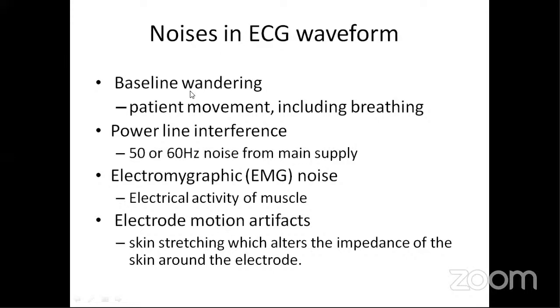So what is baseline wandering? The patient movement, including breathing, may cause baseline wandering. You will see what baseline wandering is in the graph; we will see the graphical representation in the next slide. Okay, and power line interference is 50 or 60 hertz noise from the main supply. Then electromyographic noise is due to electrical activity of muscle, and electrode motion artifacts are skin stretching, which alters the impedance of the skin around the electrode while acquiring the ECG signal.